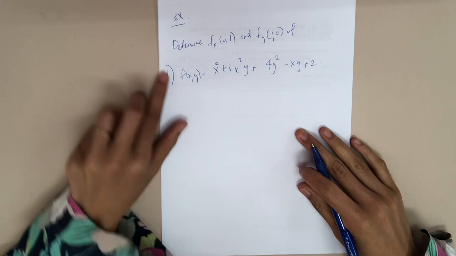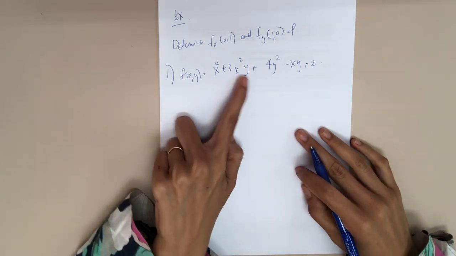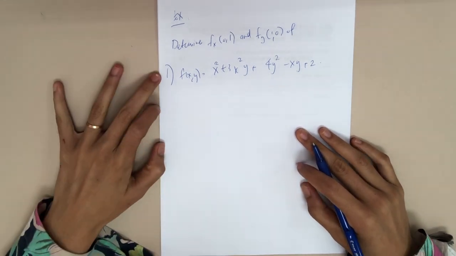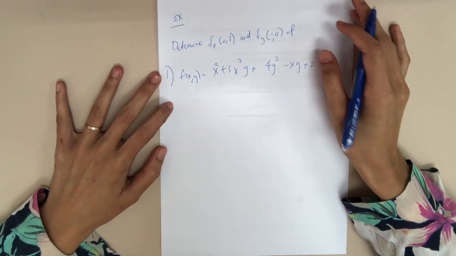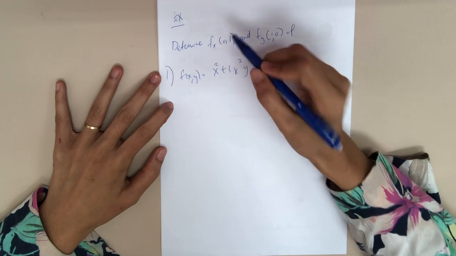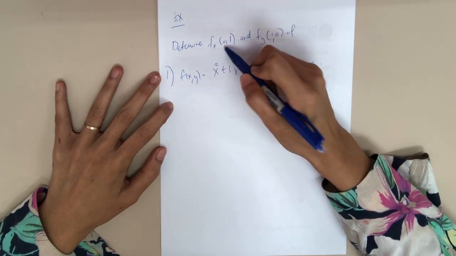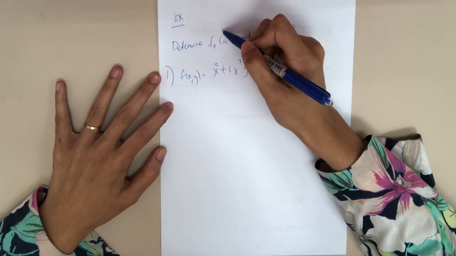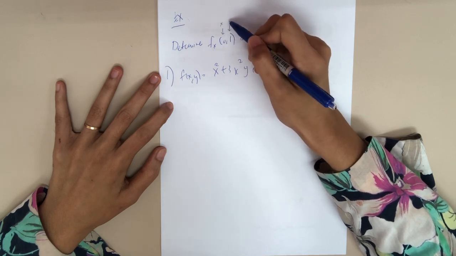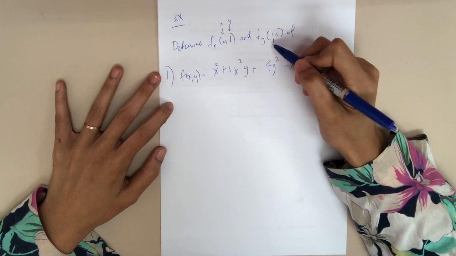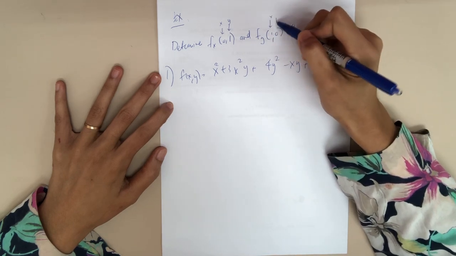Okay, I repeat: x squared plus 3x squared y plus 4y squared minus xy plus 2. So the first question asks you to find f_x first. You can see that they have 0, 1 here. The 0 represents the value of x, and the 1 represents y. Same thing for this: this is the value for x, this is the value for y.